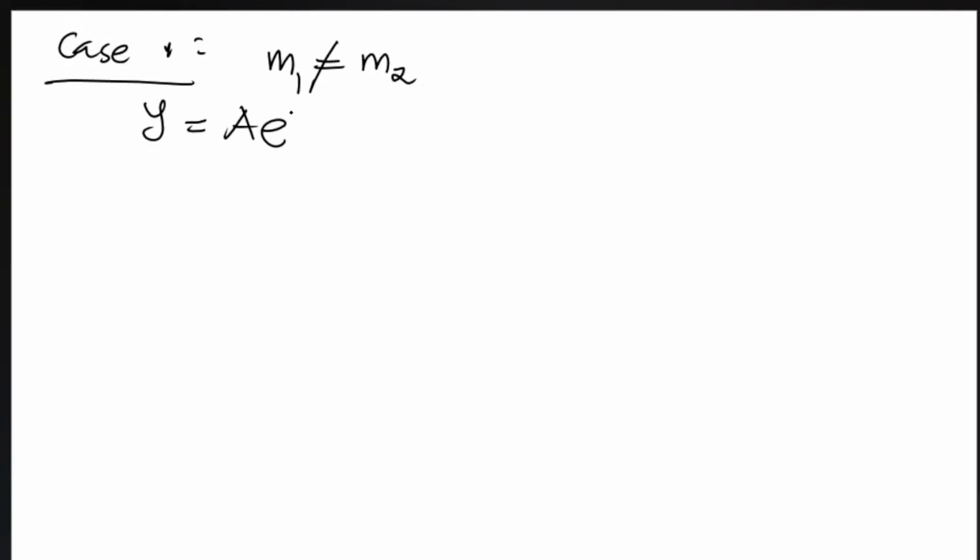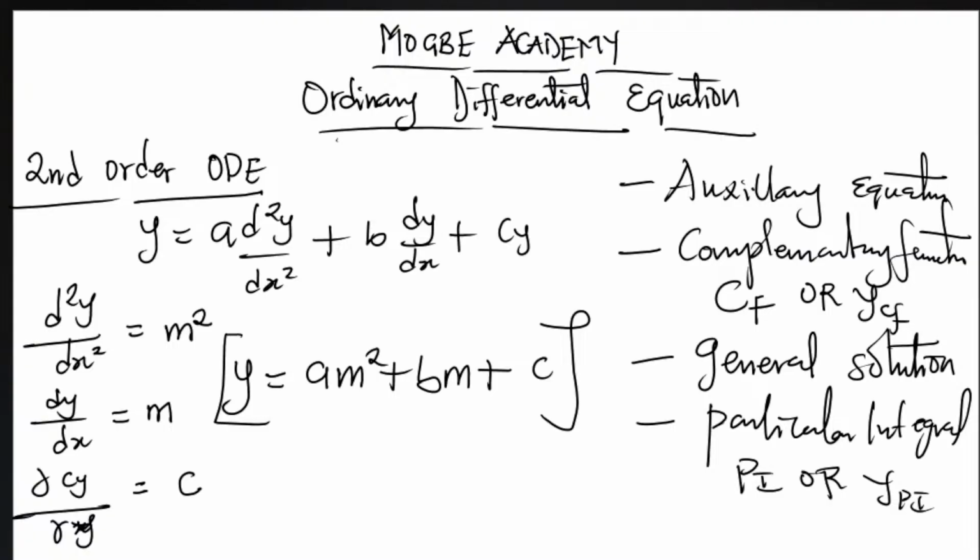The first way, your case 1, is if m1 is not equal to m2, then we'll simply have that y will now be equal to a exponential raised to the power of m1 of x plus b exponential m2 of x. What do I mean? From our given equation here, we were given that y is equal to am squared plus bm plus c. Looking at this equation is telling us that we have a quadratic equation.